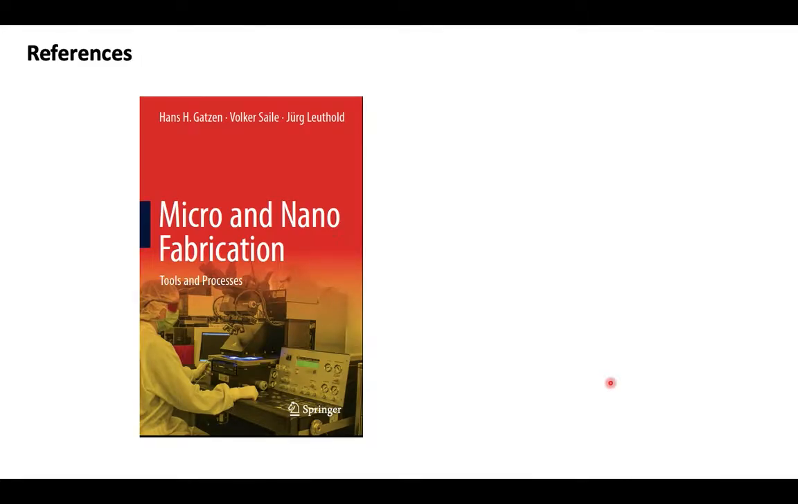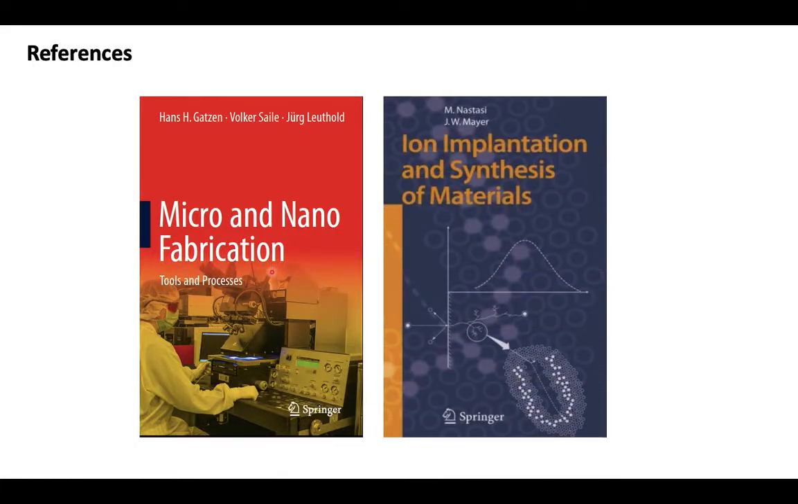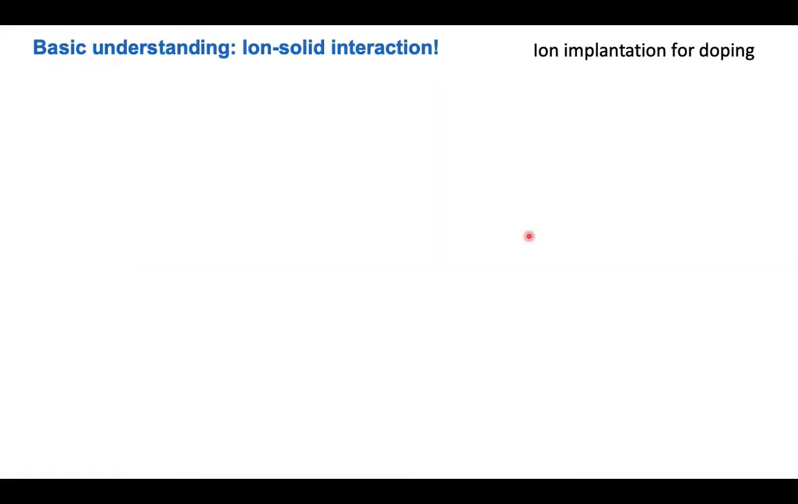Now again, this is the main reference which I already mentioned in the last class. This is more on summarizing the important aspects of ion beam implantation. But for those who are very serious about learning a little more in depth, there is another reference book, Ion Implantation and Synthesis of Materials. You can also have a look at that. Fine. So let's start the topic.